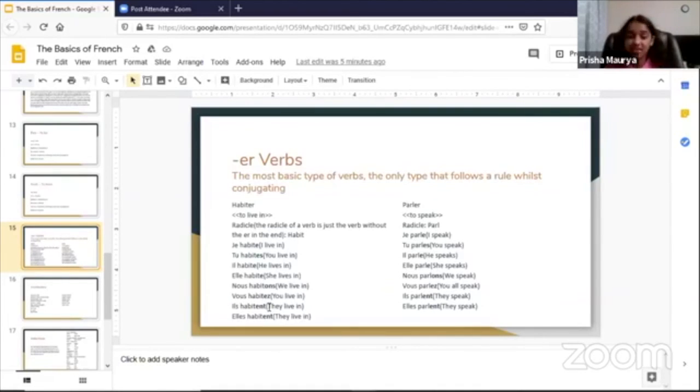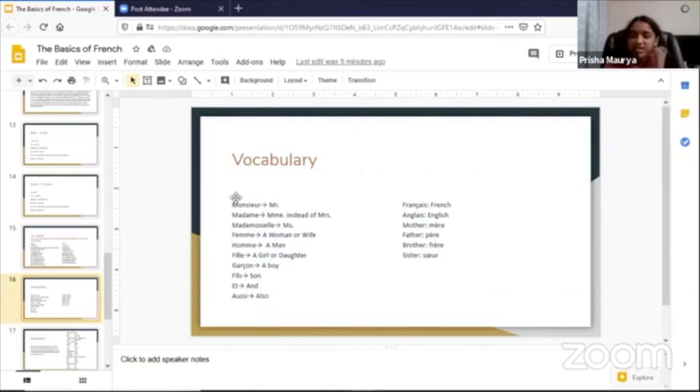You can write this down. This might really help you because ER verbs usually follow a pattern. They're the only verbs that are regular and make a rule when conjugating. So you can just write that down and, actually, so vocabulary. I'll just let you guys realize this.